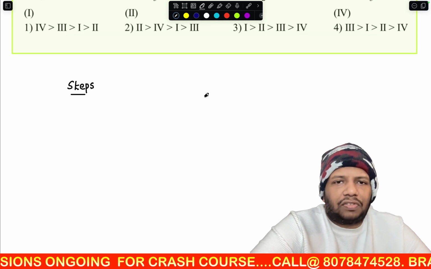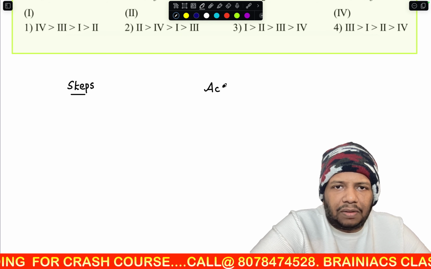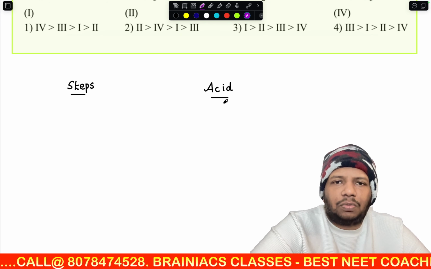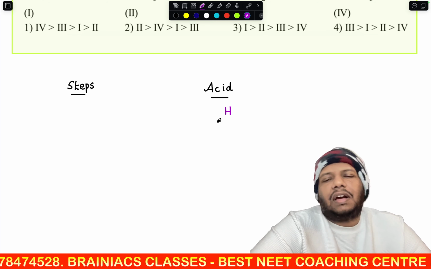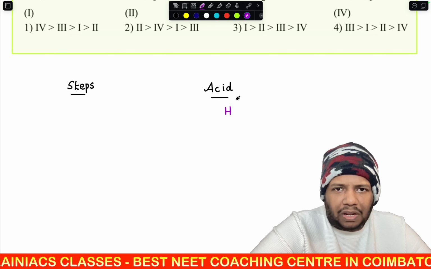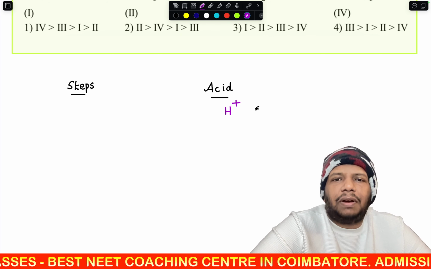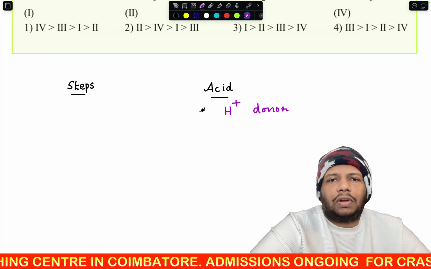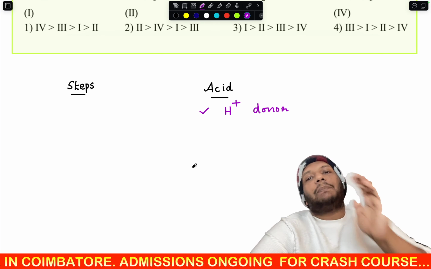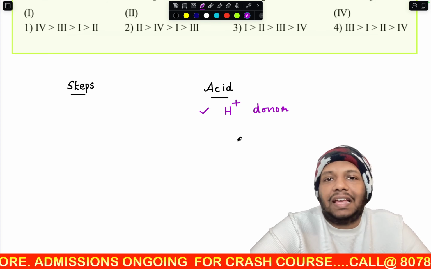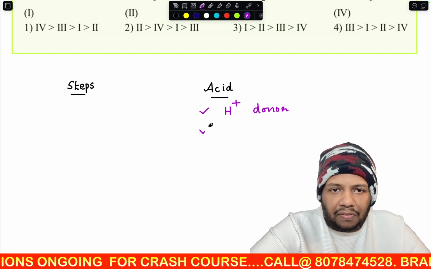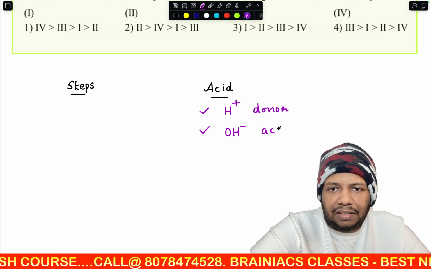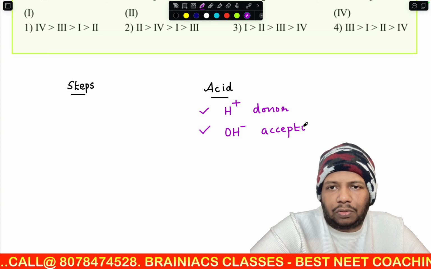Before we go to those steps, you need to know who is an acid fundamentally. Please remember, this definition is very easy to remember. In equilibrium we are learning that, but for organic this is sufficient. We can say an acid is somebody who can donate H plus. This is the most commonly used definition. Any organic compound which is capable of donating an H plus is considered a very good acid. There are other definitions too. For example, we can say an acid can be an OH minus acceptor also.